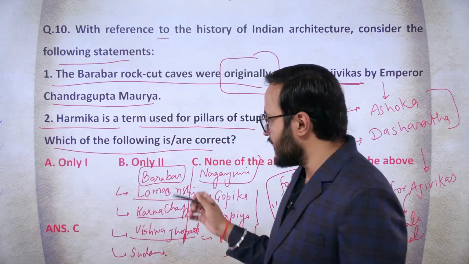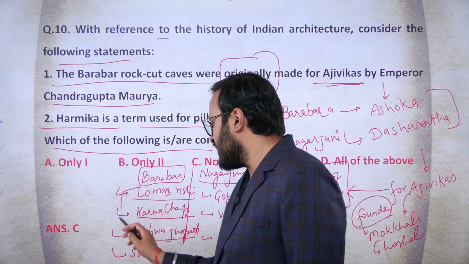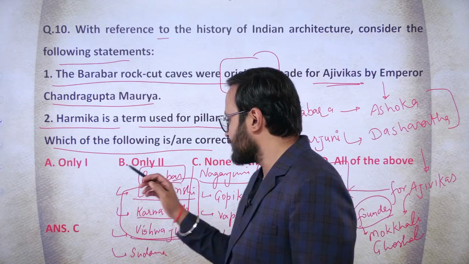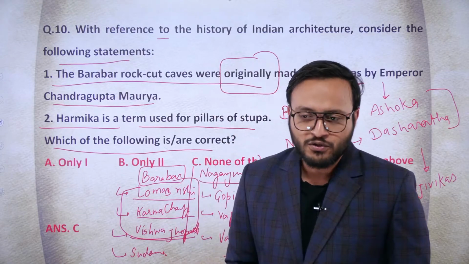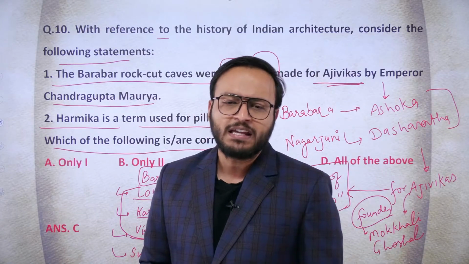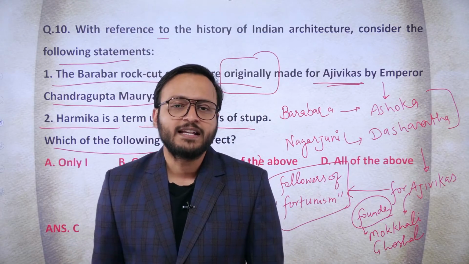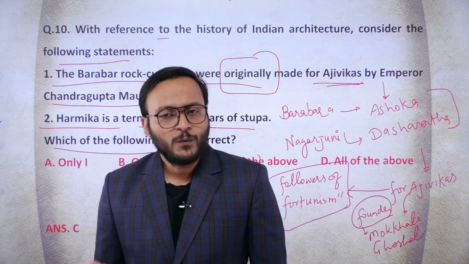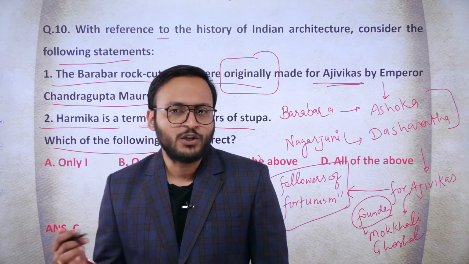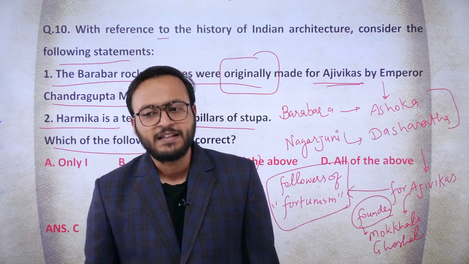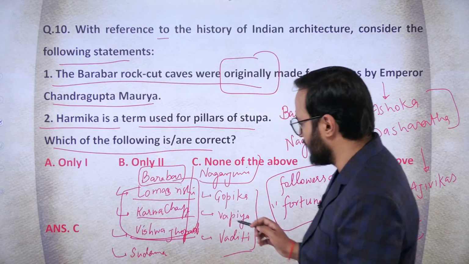Why did I change the sequence here? Because these three are the most important caves: Lomas Rishi, Vishwa Jhopadi, and Karna Chopper. Sudama cave is relatively lesser significant. However, in case of the Nagarjuni, we have the 3 caves, they are equally significant. Okay, so remember these names, these are very, very important for everyone.